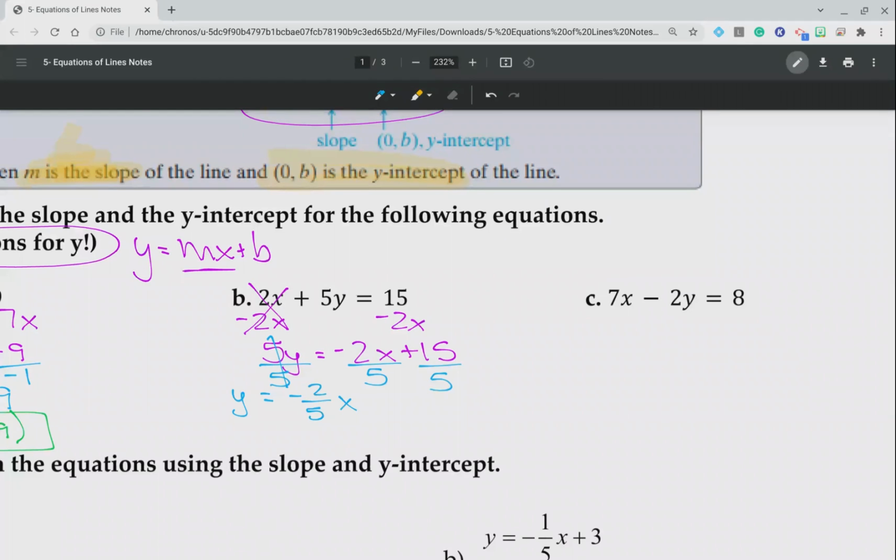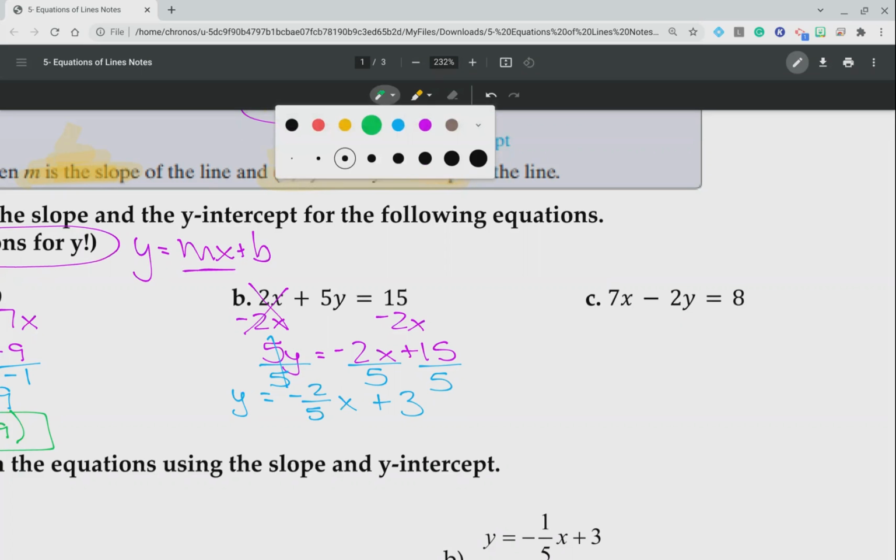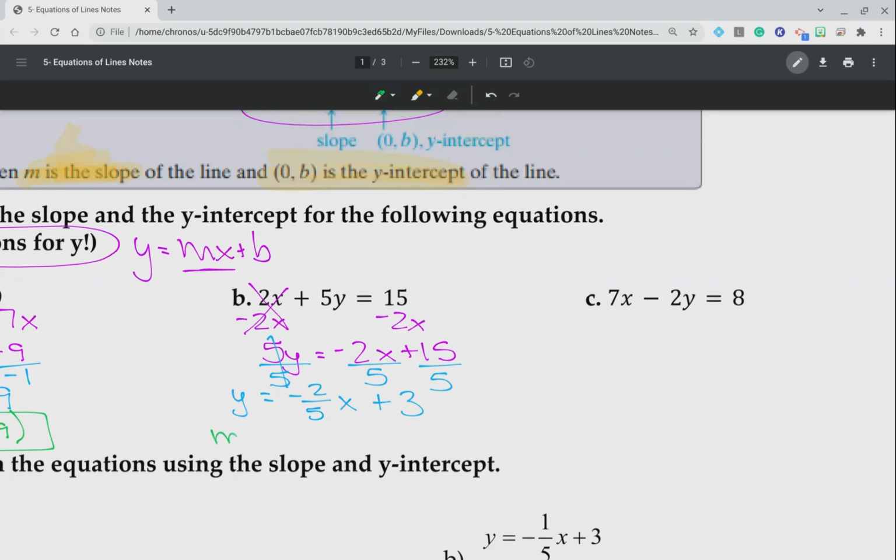So there is absolutely no need to go and type negative 2 divided by 5 in your calculator. Do not do it. Leave your slope as a fraction. And then 15 divided by 5 is 3. So now my equation is in the form y equals mx plus b, where my slope is equal to negative 2/5, and my y-intercept is 0, 3.